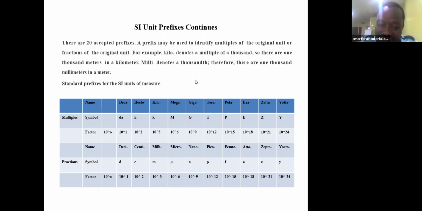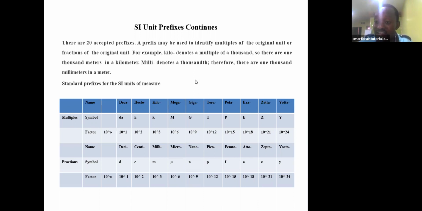Then the next one is the kilo. We have used kilo previously. We use kilo when we say kilometer. The kilo is expressed as 10 raised to the power 3, which means 1,000 times that size. If you are dealing with the meter, if you put kilo to it, it means 1,000 meters, making 1 kilometer. If you are dealing with gram, if you put kilo to it, it is now a kilogram.